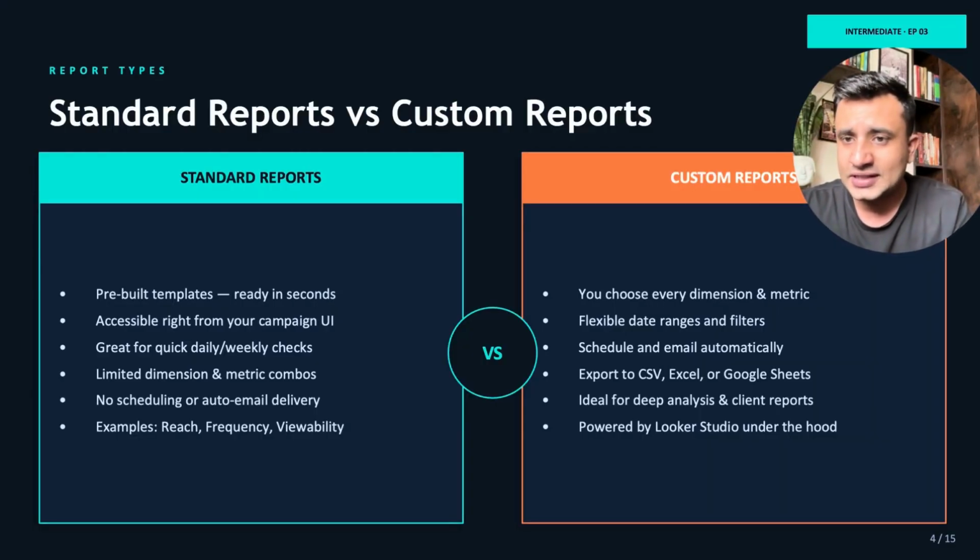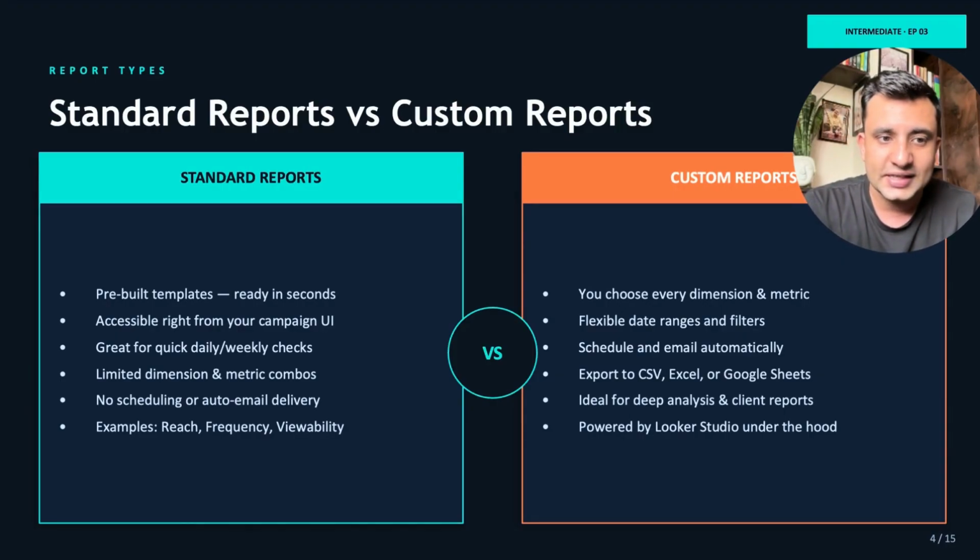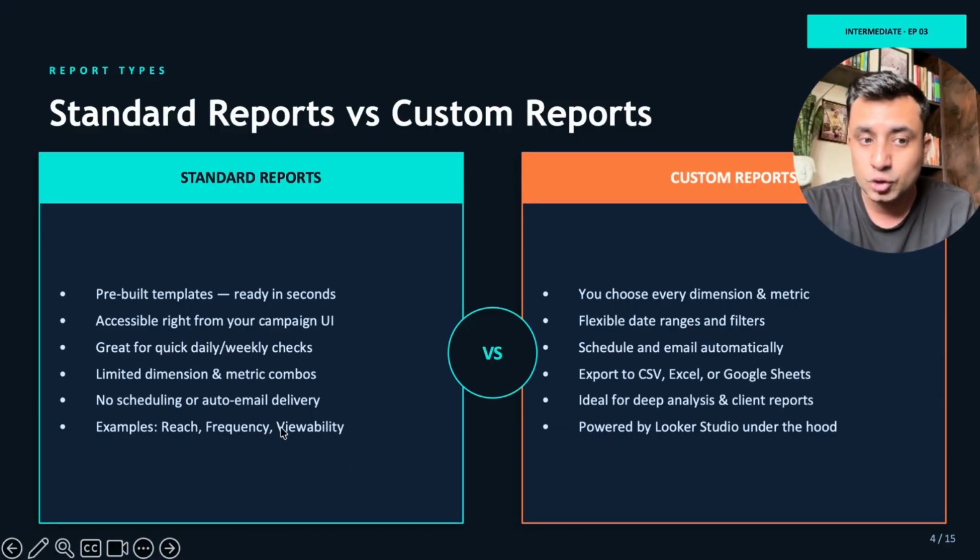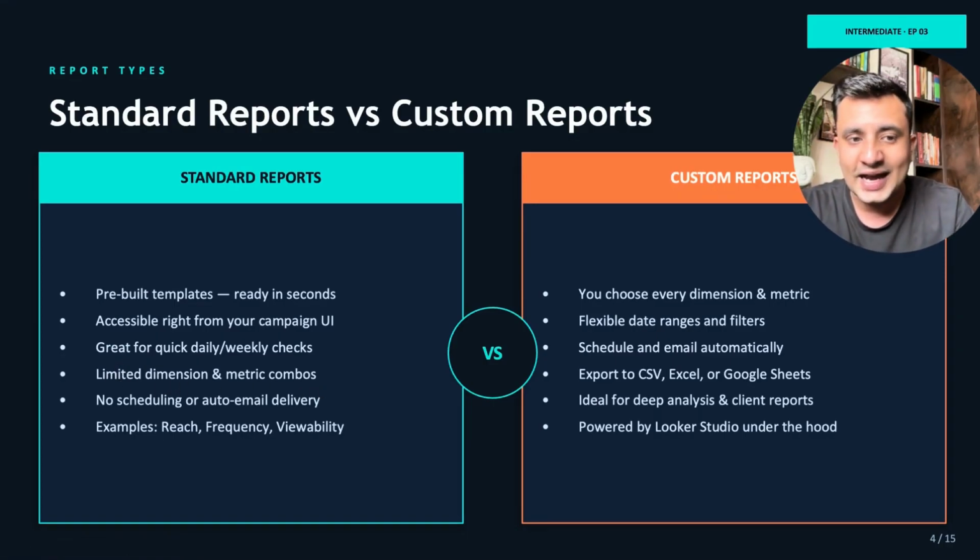Custom reports is where you manually choose every dimension and metric. Standard reports are accessible right from your campaign UI. They're great for quick daily or weekly checks. They have limited dimension and metric combinations because it's an automated report, although you can edit them and modify which metric or dimension you want. What are metrics and dimensions? I'm going to discuss it in further slides, so don't worry if you're not aware of what metrics and dimensions are.